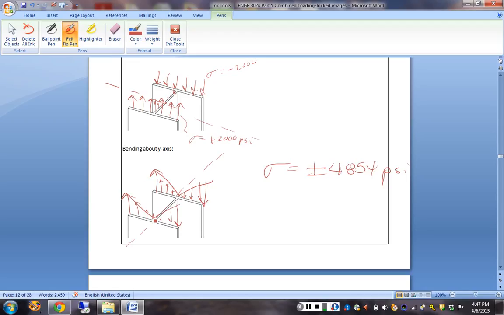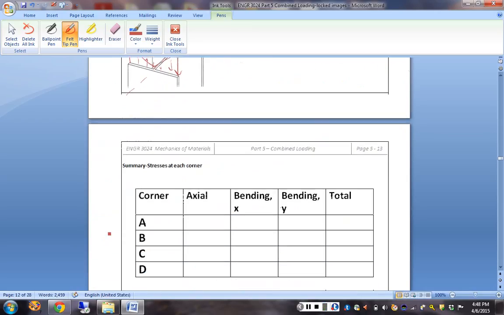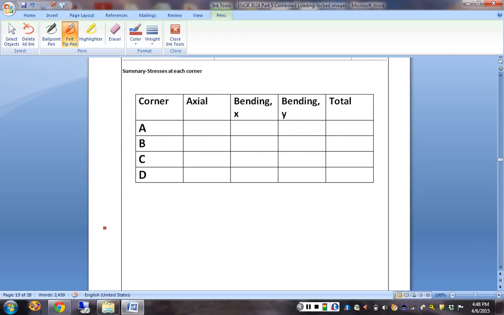So now we're going to go to what I'm kind of calling the scorecard. From your drawings or your remembrance or whatever, what are the contributions at the corner A from axial? So what is the normal stress due to the axial loading at corner A? It's minus 688.